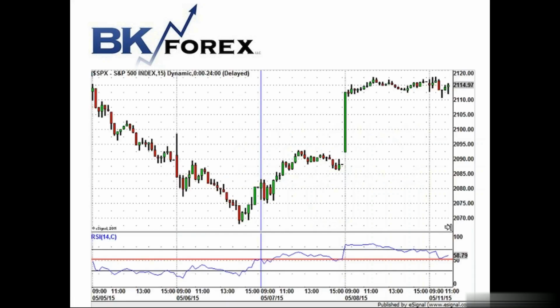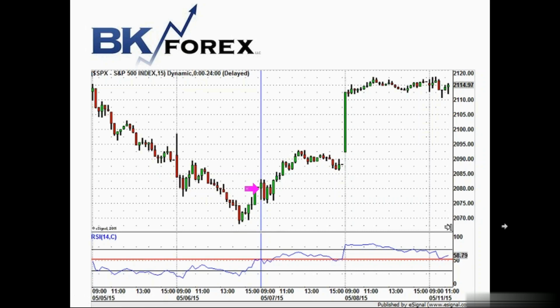So here's an example. You want to look for the RSI in this case to drop below 30, which is what it did right here. And then you want to wait for the RSI, and you don't buy yet, because if you did that, you would have bought here, here, here, and here. So you wait for RSI to drop below 30. Then you wait for it to touch 50, which is right around here, and that's when you buy. So you buy at 2080 instead.